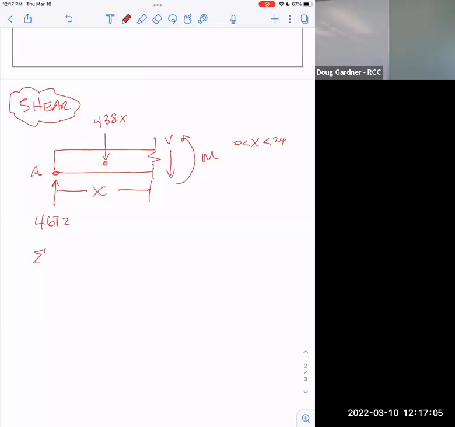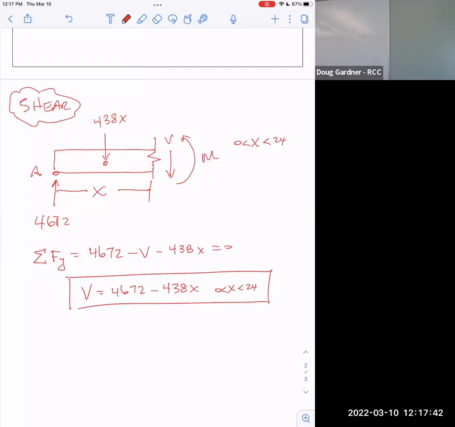So the sum of the forces in Y would be 46.72 going up, V going down, and 438X going down. And that's all the vertical forces, so that would be equal to 0. So then we can say shear is equal to, add it to the other side, 46.72 minus 438X. And again, I'm going to add this over here. As long as X is between 24 and 0 anyway, this is our shear equation.